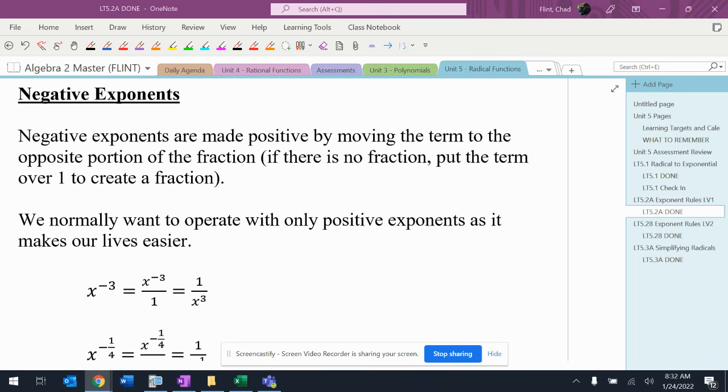So negative exponents, people make a big deal about negative exponents. They're going to pop up in things here and there. They're not going to be a major portion of what we're doing. If you want to make a problem that's a little bit harder, you throw some of these in there.